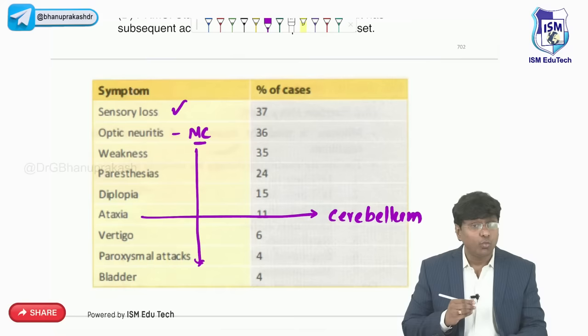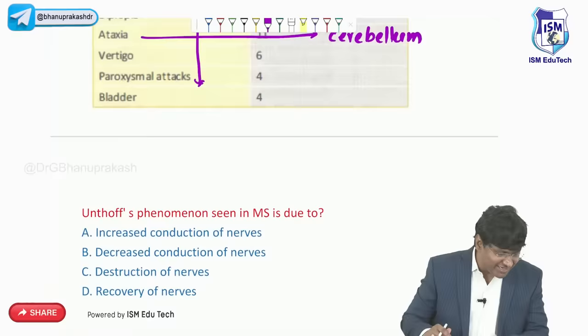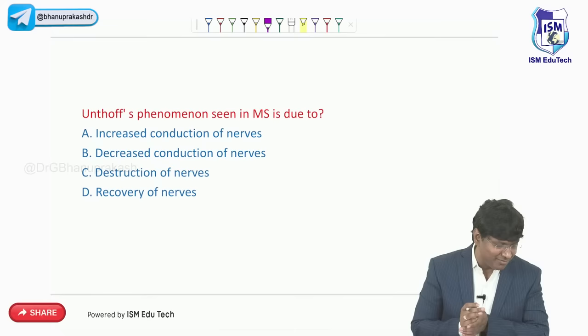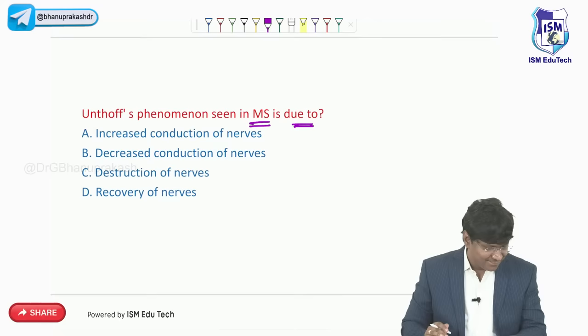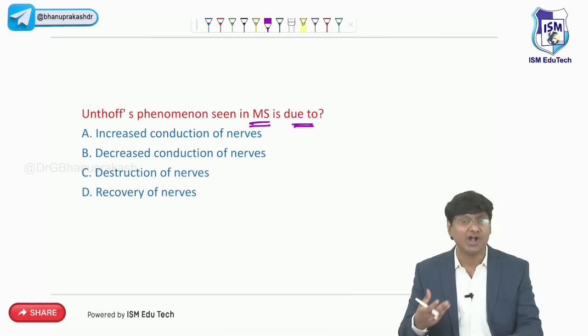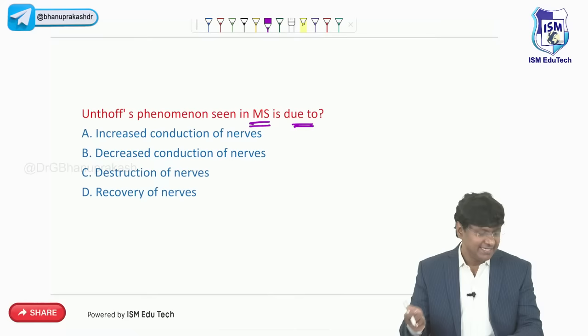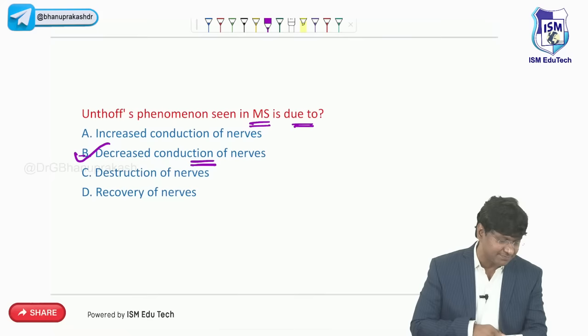And you have to know one important phenomenon. Tell me the answer to this question: Uthoff's phenomenon seen in multiple sclerosis is due to what? Whenever the individual is exposed to hot water or a hot environment, the symptoms of multiple sclerosis get exaggerated. Why is that? Very good, that is due to decreased conduction of nerves. It is not due to increased conduction.